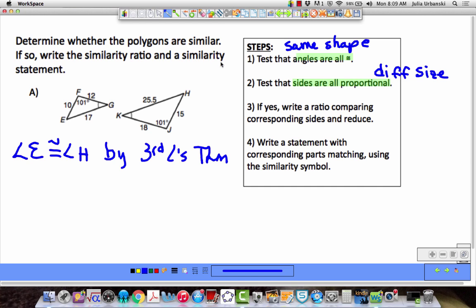So number one, yes, we proved that right over there. Yes, all congruent angles, or all corresponding angles are the same, so these two triangles have the same shape. The angle holds the shape. Next, test that all sides are proportional.